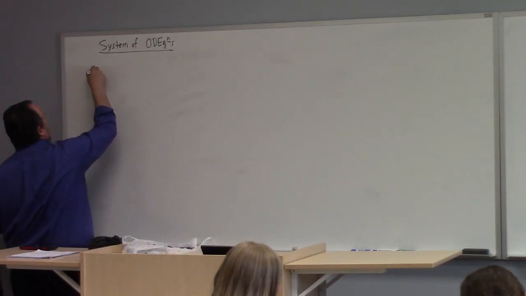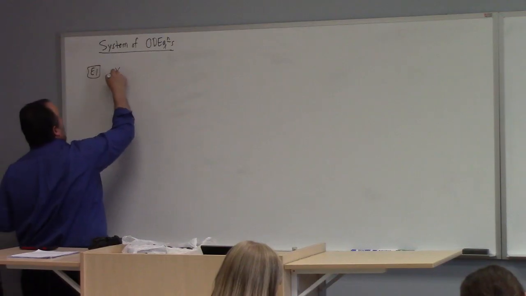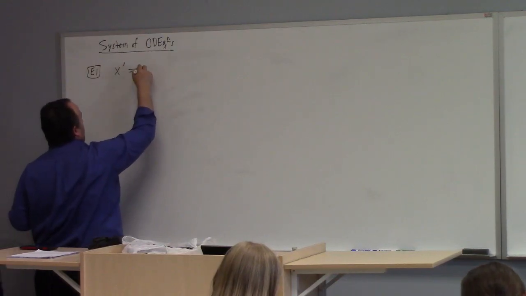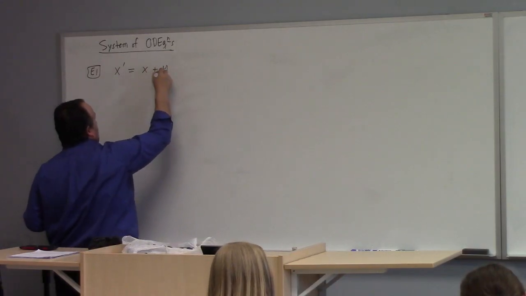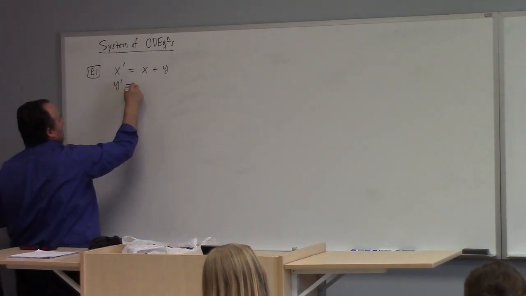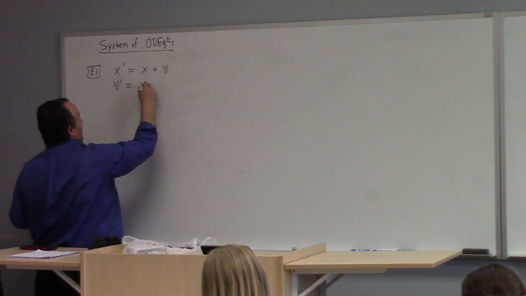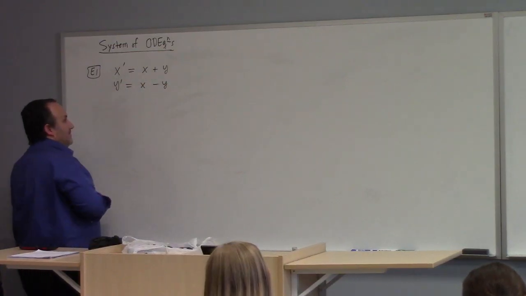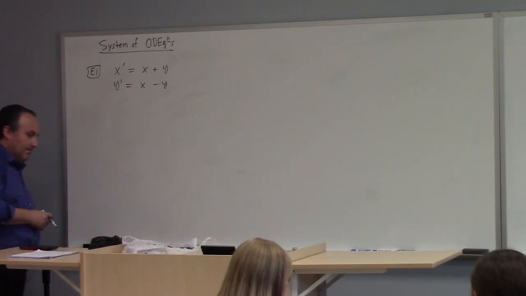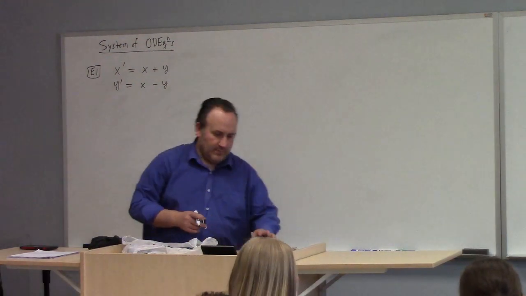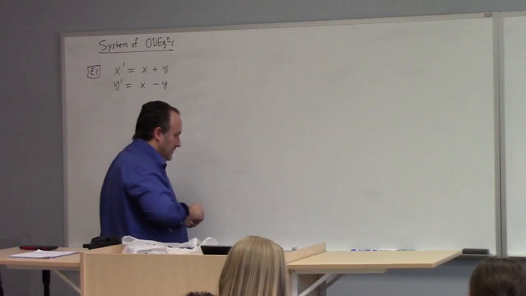So let me just show you. Example 1, we could have x prime equals say x plus y, and y prime equals, let's say, x minus y. All right. How would we solve this system of differential equations? So I will show you the way.